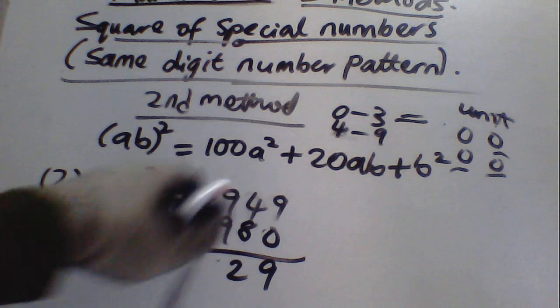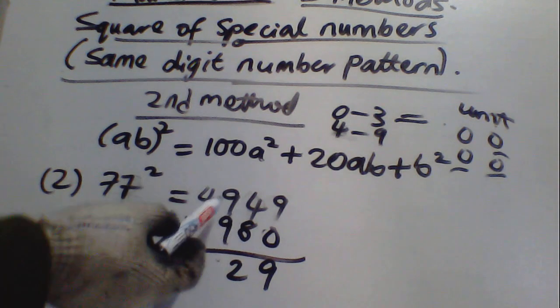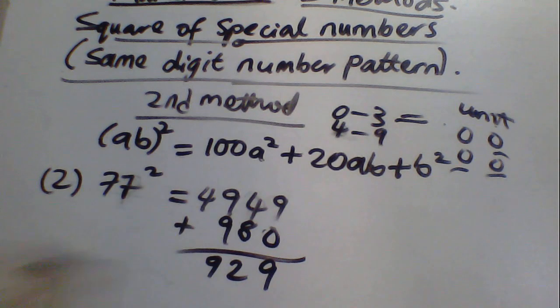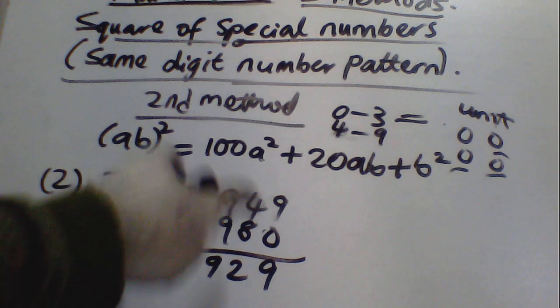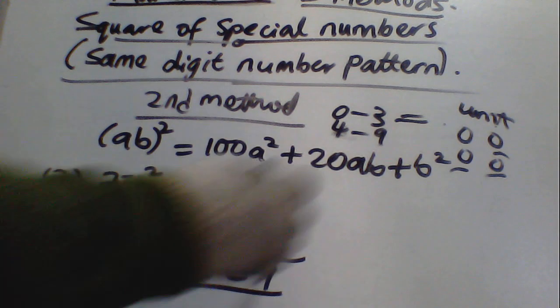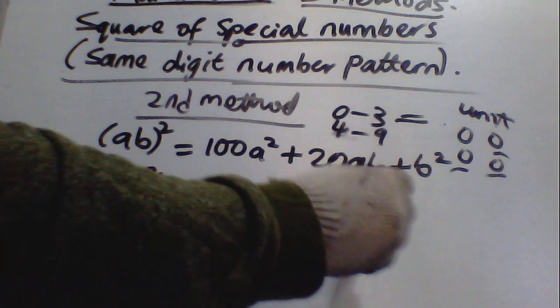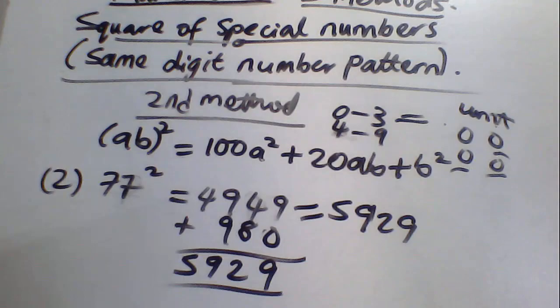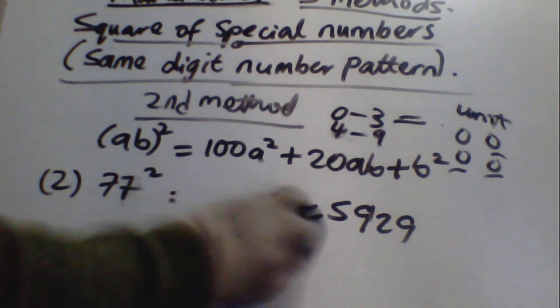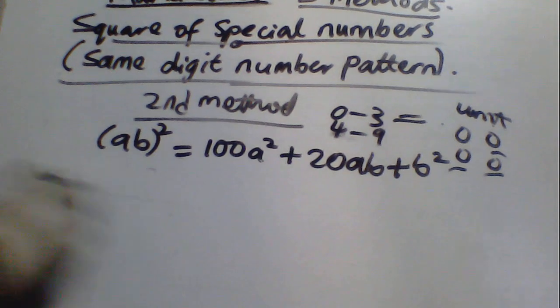Add it here immediately. Since you carry 1, add it immediately here, because this is 9. That gives us 10. 10 plus 9 will give us 19. I write 9, carry 1. 4 plus 1 will give us 5. So 77 squared is 5929. Very easy. Very easy work. Now let's look at the third example using this formula.